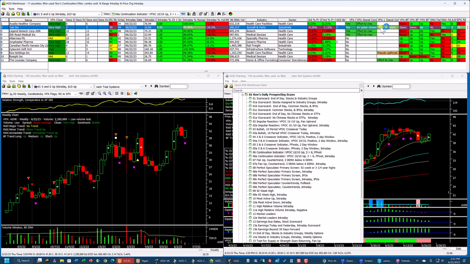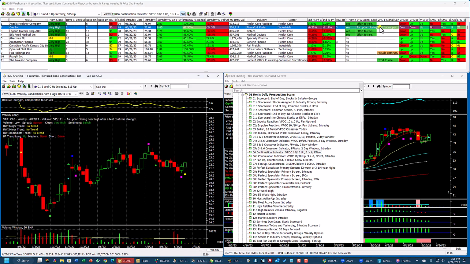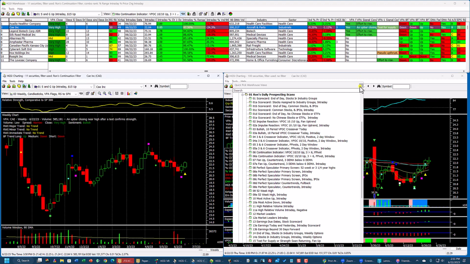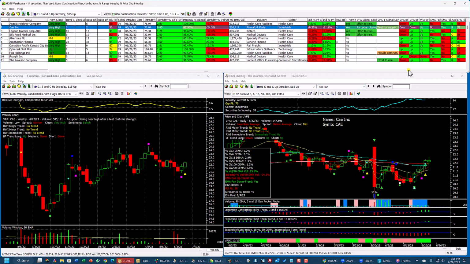It's up today, barely. But if I bring this chart up, when I'm looking at the warehouse view, I know that there is a test for supply here. And then yesterday, there was a confirmation of that test with an up bar closing near the high. And this column right here tells me that there was a VPA flag yesterday.